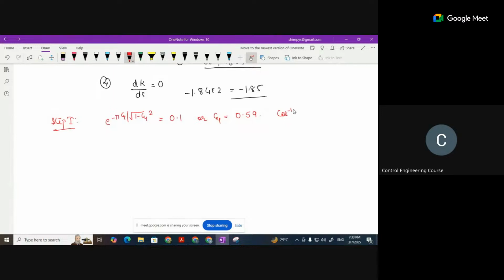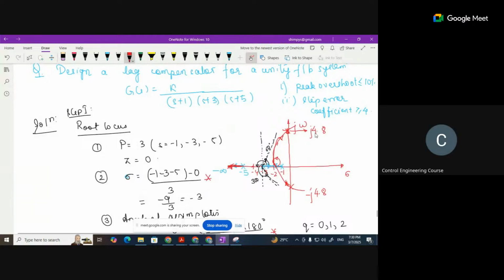Similarly, cos inverse of zeta is equal to theta, as we have done in the previous question, and I get this as 53.8. Now you have to draw a line coming radially outwards from the origin, and it makes an angle of 53.8 with the negative real axis.